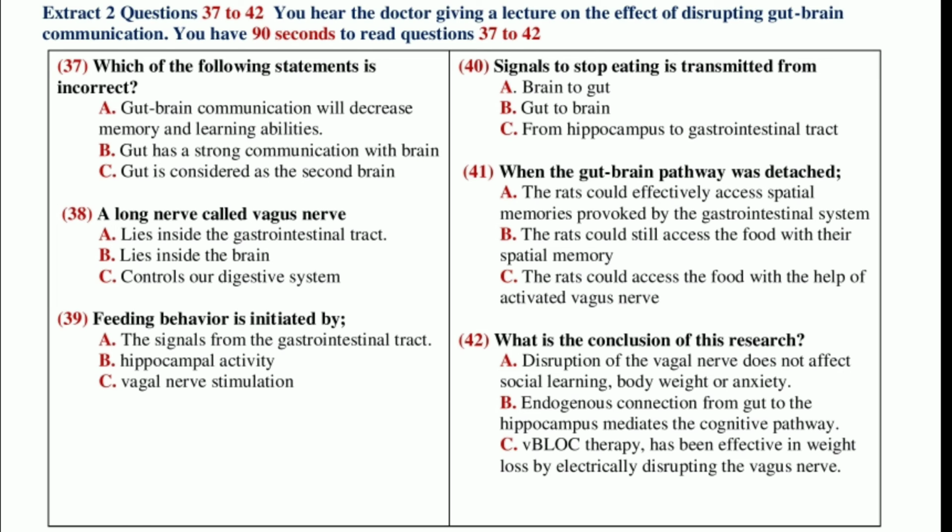this cognitive pathway. Interestingly, this study revealed that the specific vagal nerve disruption studied here did not affect social learning, body weight, or anxiety. The study concluded by raising a concern over the lack of research in this subject. It is noted that common bariatric surgeries, such as gastric bypass, have been found to reduce the effectiveness of vagal nerve signaling to the hippocampus.